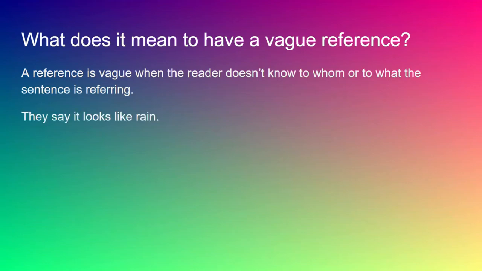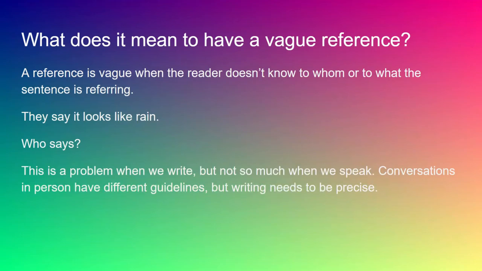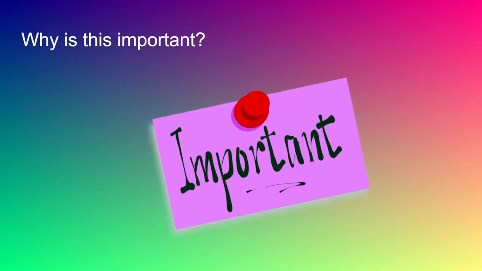They say it looks like rain. Who says? Who is they? This is a problem when we write, but not so much when we speak. Conversations in person have different guidelines, but writing needs to be precise. So, why is this so important?